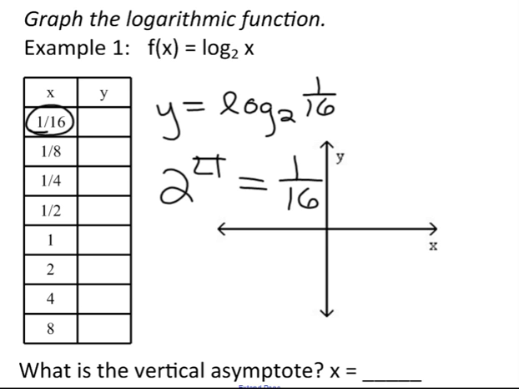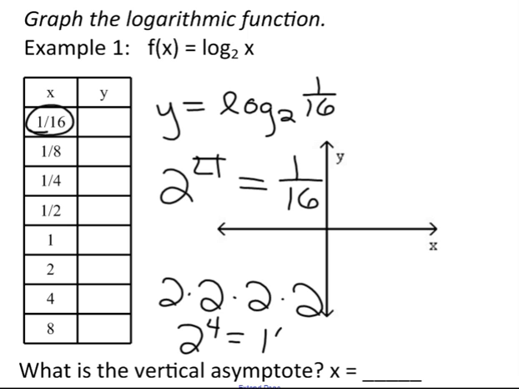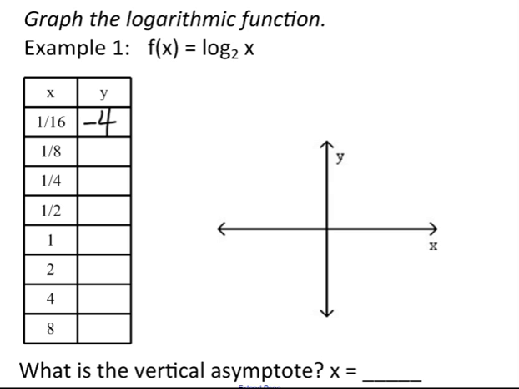So if I have a 2 and I raise it to a power, what will give me 16? If I take 2 times 2, that will give me 4, 8, 16. So 2 to the 4th power is 16, so if I have 2 to the negative 4 power, that will give me 1/16. So if I plug in 1/16, then my exponent will give me -4. We're going to do the same thing with 1/8.